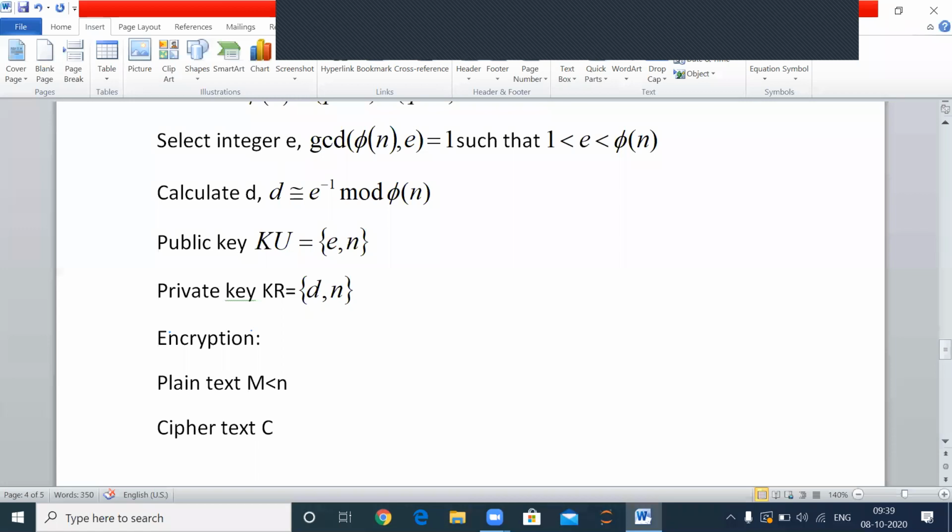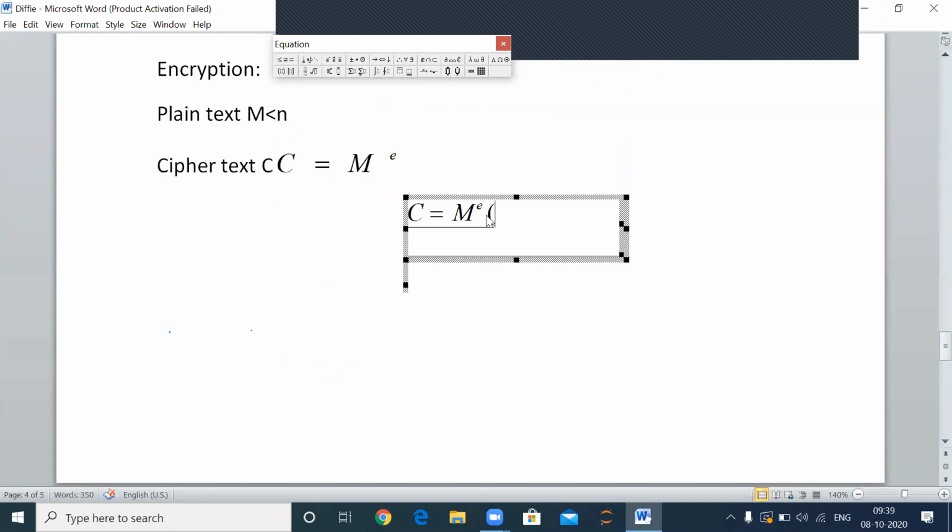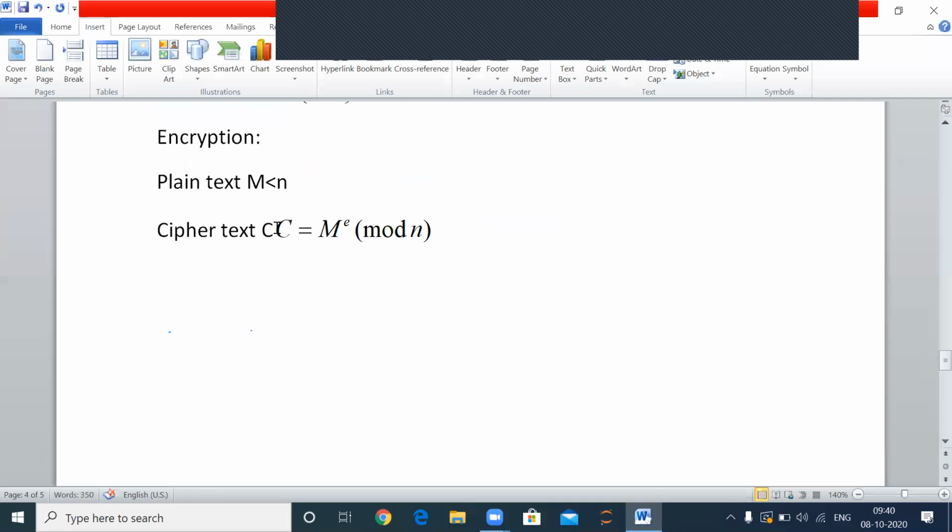Ciphertext C can be calculated, that is C is equal to M power whatever the chosen integer E, E mod n. This is the formula we have to use to calculate the ciphertext. And how to calculate the plain text?